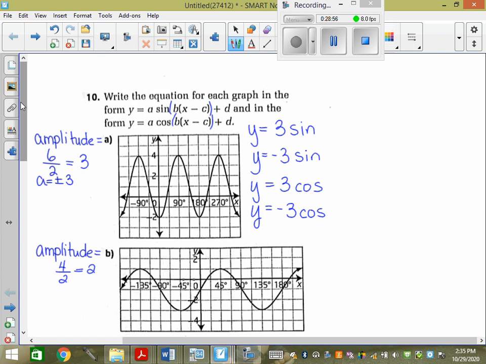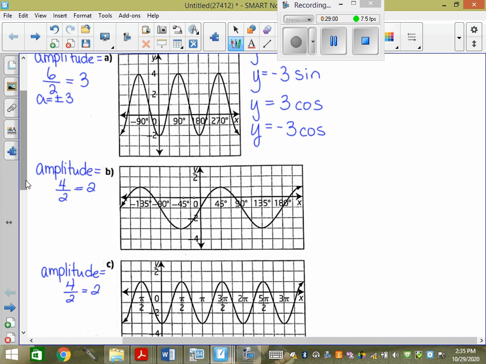We agree? Okay. What's my A for B possibly? My A could equal positive or negative what? 2. So here I go again. y equals 2 sine. y equals -2 sine.